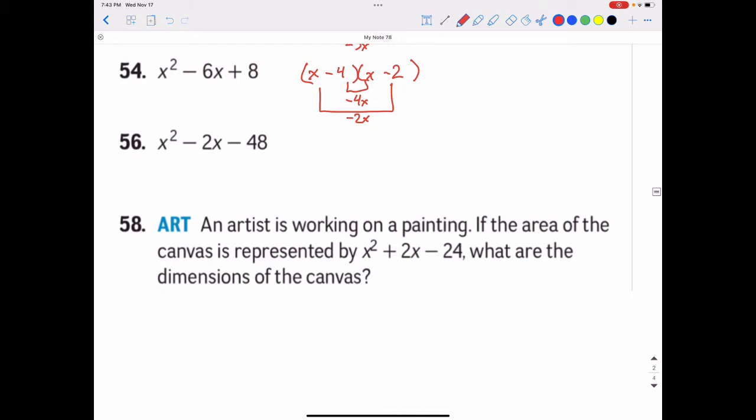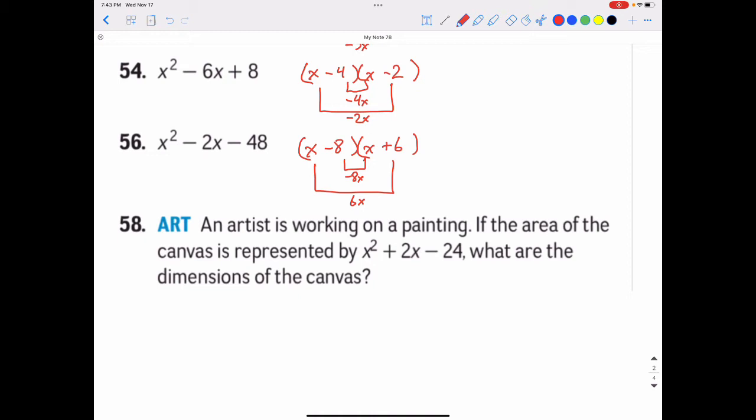56 is x squared minus 2x minus 48. I cannot do a distributive property on that, so I will open up two sets of parentheses for my binomial pair. x squared is x and x. Factors of negative 48 that will help me add up to negative 2x will be negative 8 and positive 6. Negative 8 times 6 equals negative 48. Negative 8x plus 6x adds up to negative 2x, so there's the correct factoring on that one.